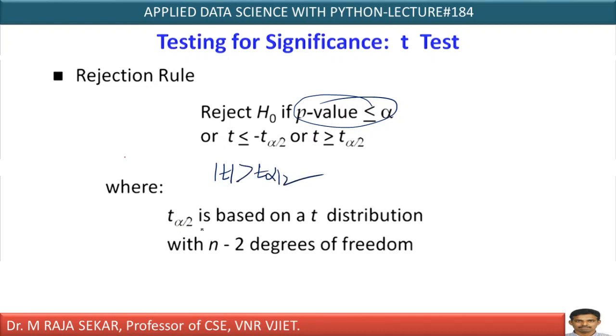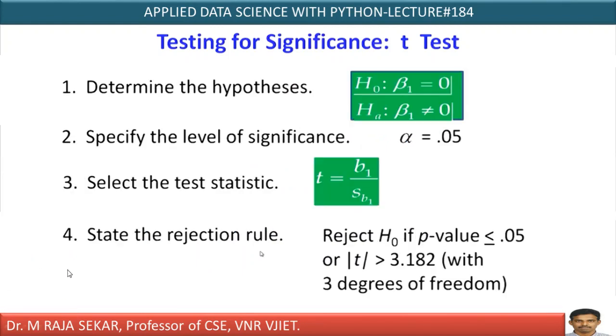What is my t alpha by 2? It is a t distribution with n minus 2 degrees of freedom. How will it be? Just see, let me formulate this in a systematic manner. Determine the hypothesis. As I told you, my null hypothesis is beta 1 equal to 0. Alternative hypothesis is beta 1 not equal to 0. My level of significance alpha is 0.05, that is, I can say it is 5%. As I told you, my test statistic is T equal to b1 by SB1.